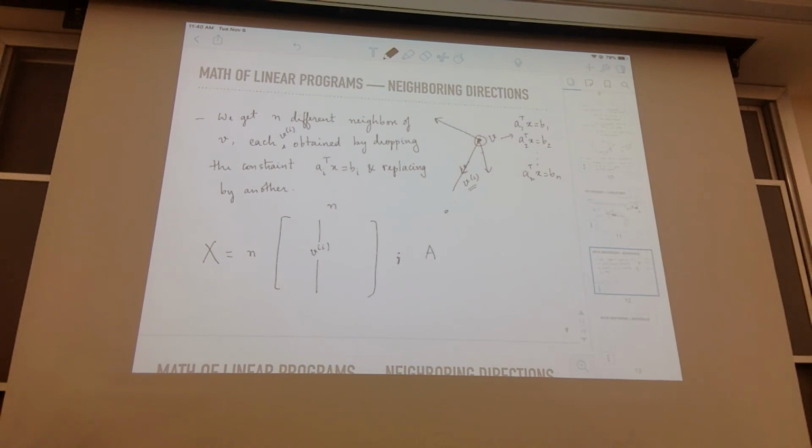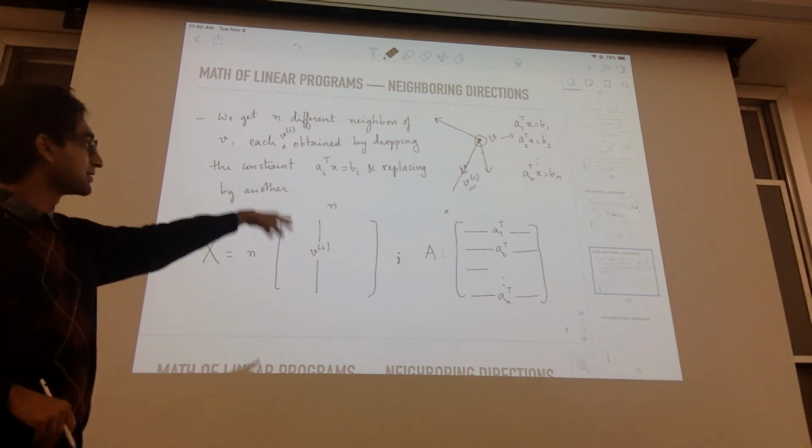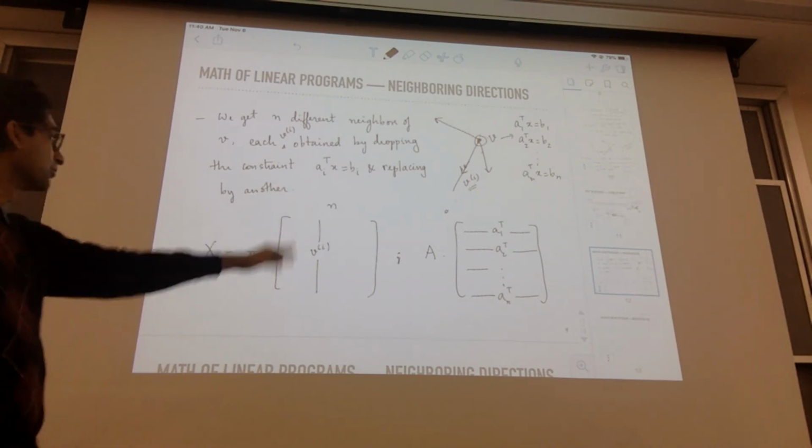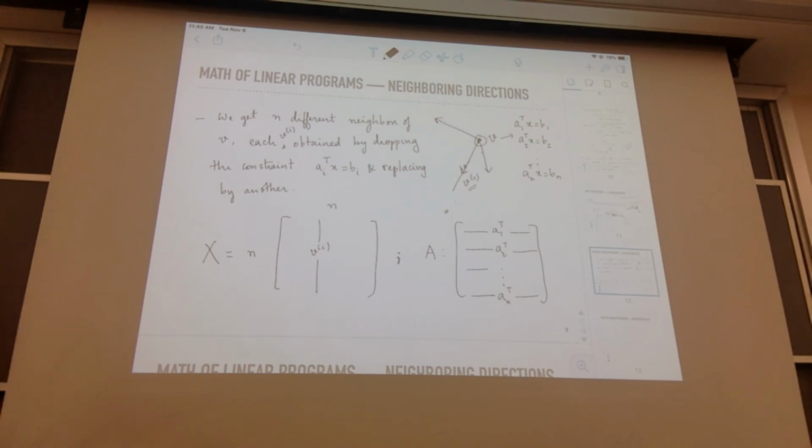So A, which I define as, this is A1 transpose here, A2 transpose here, so this is the constraint matrix in some sense. This is just A1 transpose, A2 transpose as the rows. And my observation is, what happens to A times X? What can you say about A times X?